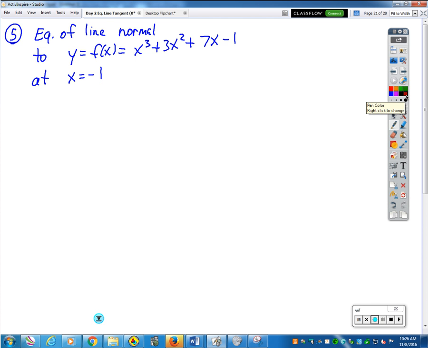Huge advice for everyone. On all of these problems that say find the equation of the line tangent, find the equation of the line normal, if you draw a quick, easy picture, everything becomes easier. So I'm going to draw a picture. We have a blue function. We have a point on that blue function, x equals negative 1. We need a symbol to represent the y-coordinate because we don't know the y-coordinate yet.